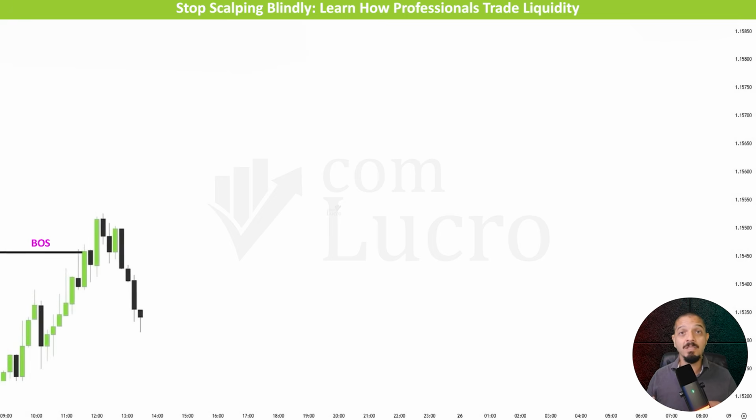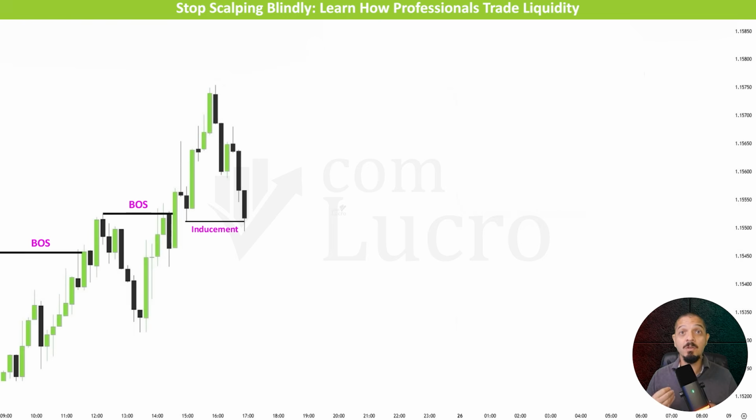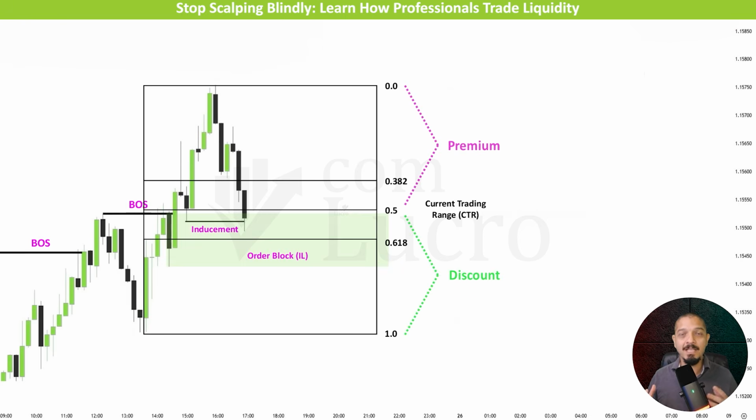Internal and external liquidity together make up what we call dynamic liquidity. This is the true engine behind price movement, driving price higher, pulling it lower, or misleading traders along the way. Dynamic liquidity explains how liquidity continuously moves and evolves throughout the market. Think of it as a cycle.